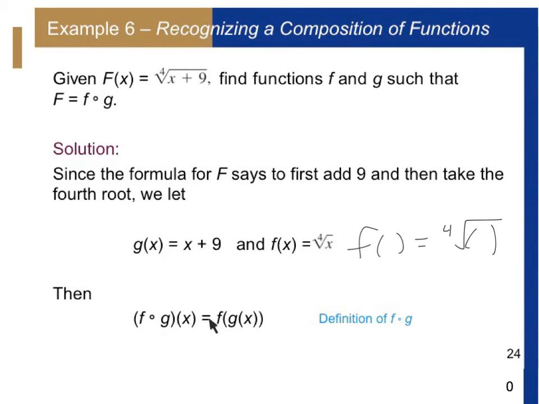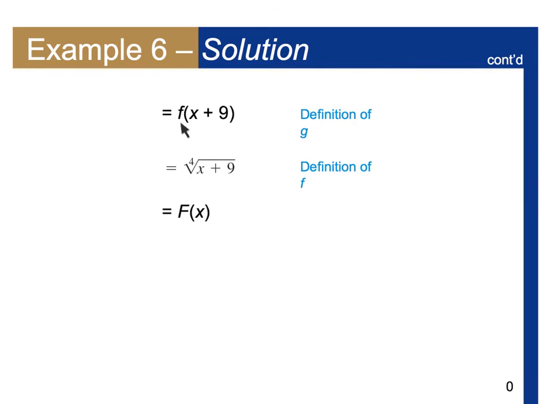So f of g of x is f of x plus 9. Let me write that down here. We already did the x plus 9 with the g of x. Now we're going to let function f do its thing, which is take the fourth root. So here's f of x plus 9. And when we do that, we're just taking the fourth root of x plus 9, and that gives us our capital F function.